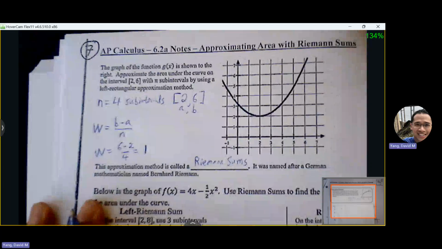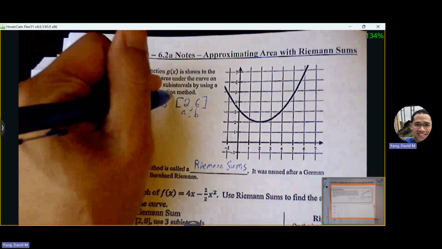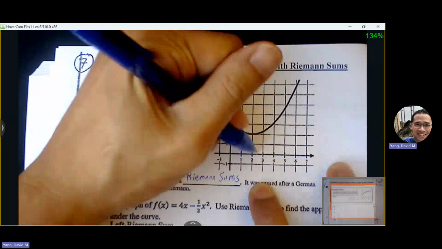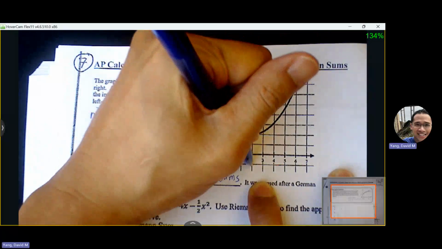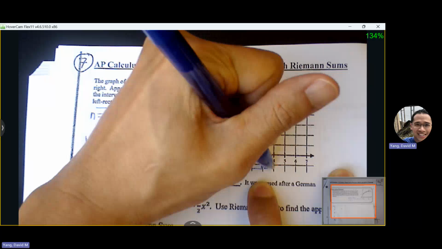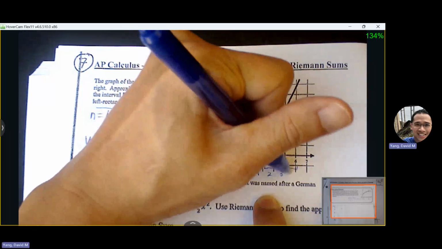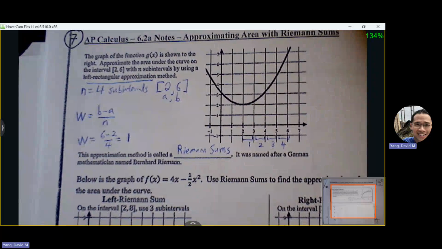Named after a mathematician. So we want to do a left approximation method. What we want to do is create 4 rectangles. One rectangle is going to be here, second rectangle, third rectangle, fourth rectangle. 1, 2, 3, 4. Let me zoom in so you guys can see a little bit better.